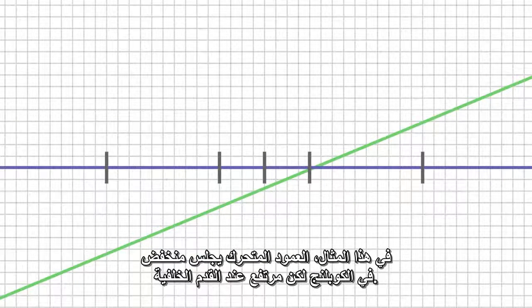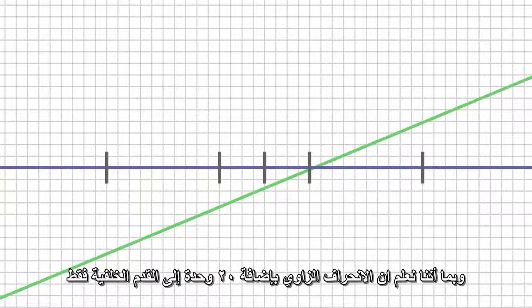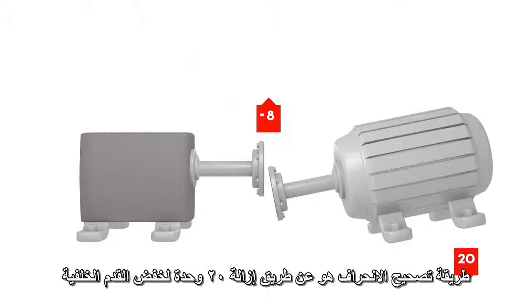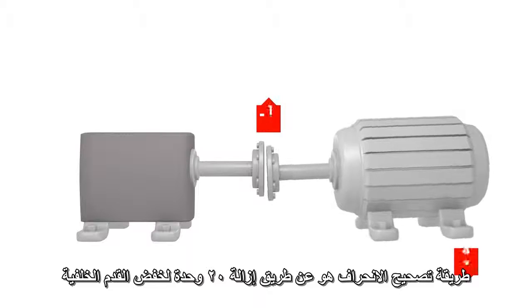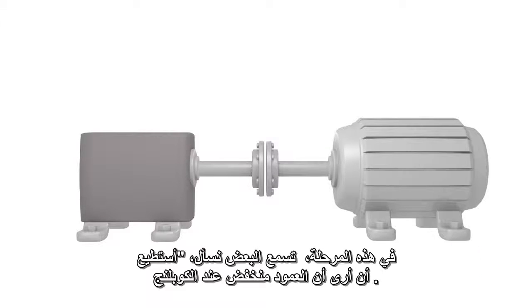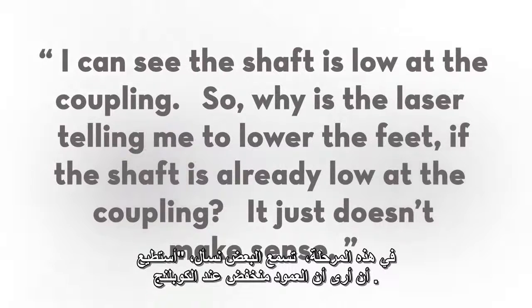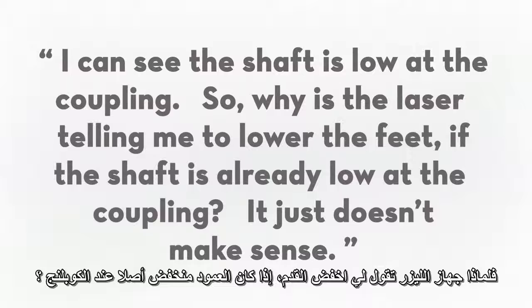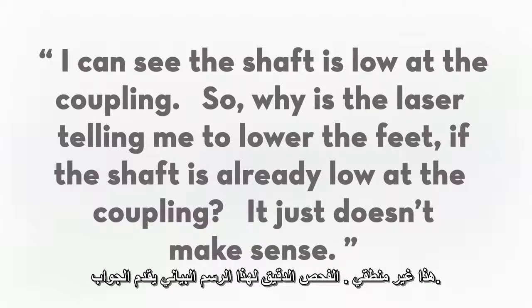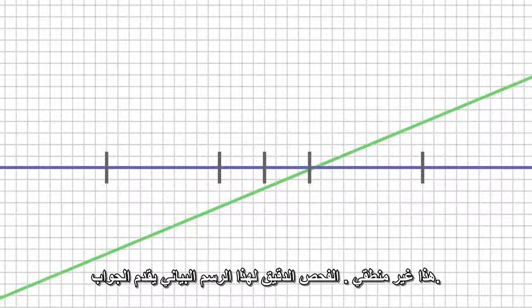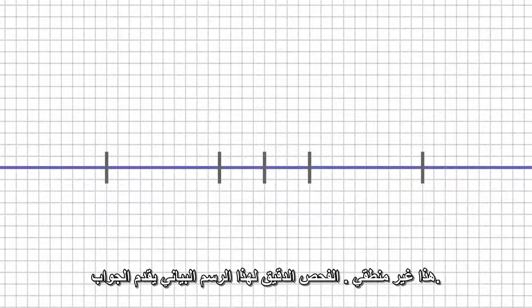In this example, the movable shaft is sitting low at the coupling, but high at the rear feet. Since we induced the angular misalignment by adding 20 thou to the back feet, the only way to correct the misalignment is by removing 20 thou to lower the rear feet. At this point, we might hear an aligner ask, I can see that the shaft is low at the coupling. So why is the laser telling me to lower the feet if the shaft is already low at the coupling? It just doesn't make sense. Careful examination of this graph provides the answer.